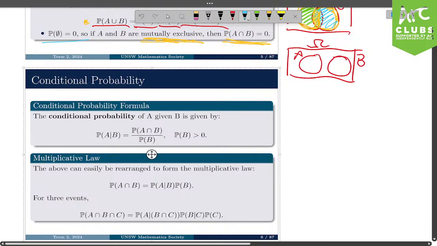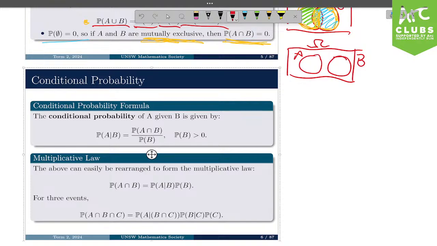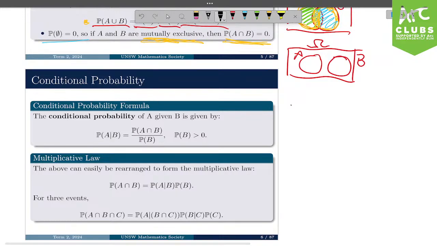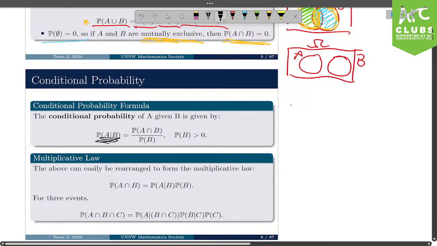After we start talking about this, we can start talking about ideas of conditional probability. Conditional probability is something that you may have started learning in first year. It says, hey, what's the probability of A given that I already know that B has happened? We write this expression as the probability of A given B.